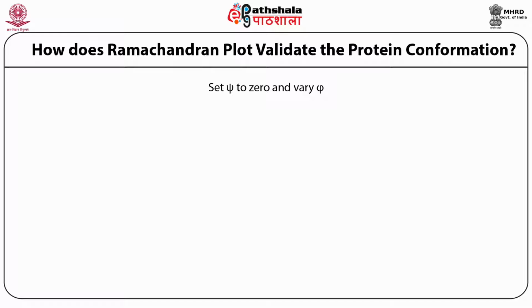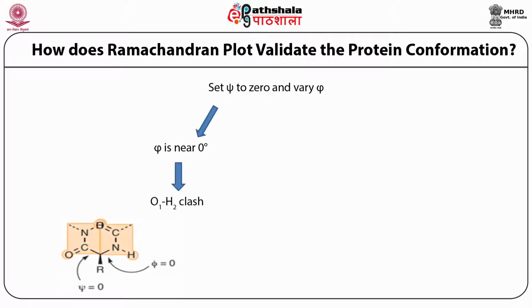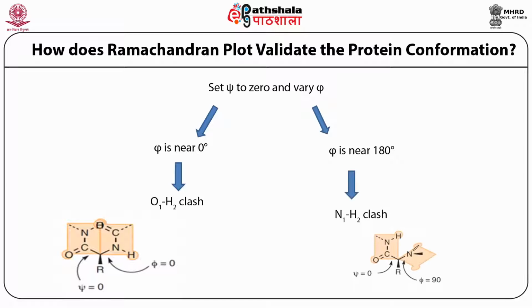There are two here. One, when phi is near 0, we see an O1 H2 clash. When phi is near 180, we expect an N1 H2 clash. So when both are 0, similar to the phi psi situation, here also we get an OH clash. And when phi is near 180, you can see in the diagram very clearly the nitrogen of the next residue is interacting with the amide hydrogen of the previous residue. So this clash is happening.